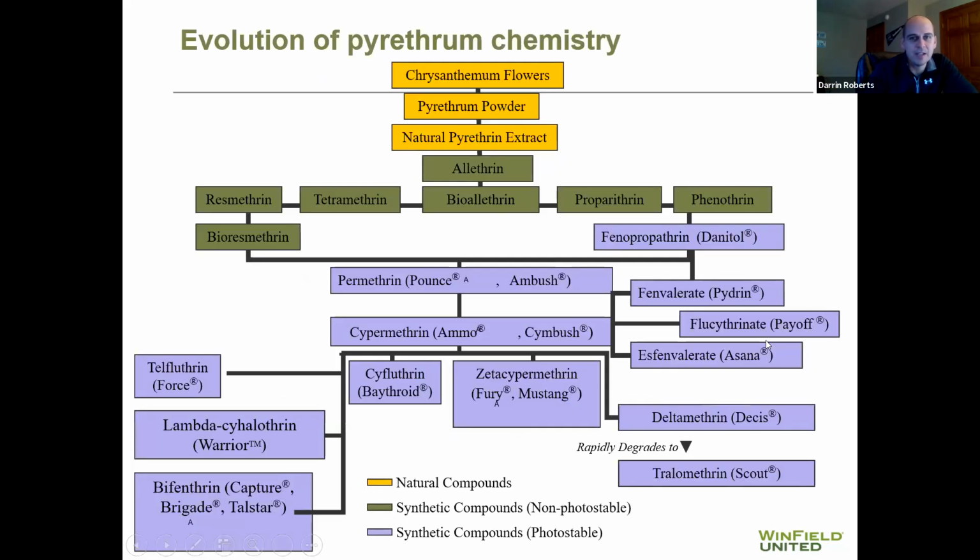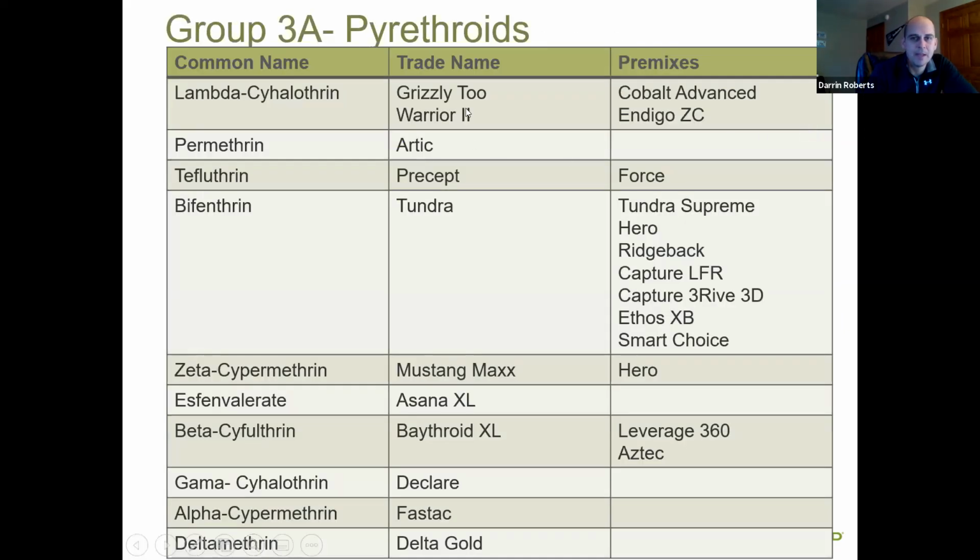Okay. I mentioned before, there's different generations of pyrethroids. Up here at the top, these are your natural compounds, and then one of the first generations of pyrethroids, and then some of the common products that we use today are listed down here at the bottom. Different trade names: Grizzly 2, Warrior 2. These are Lambda Psi products on the market. The premixes would be Cobalt Advanced, Indigo ZC.